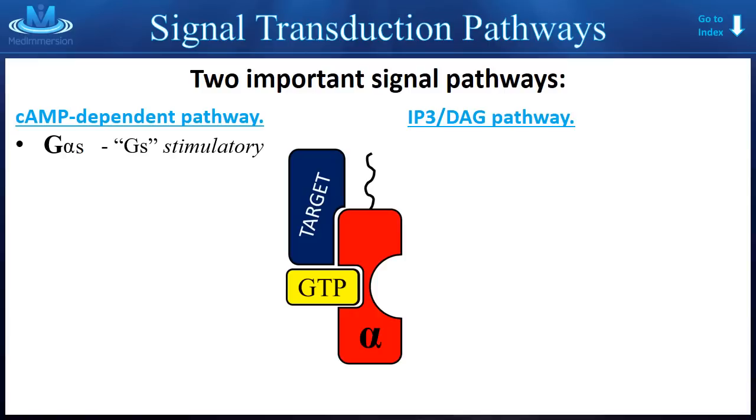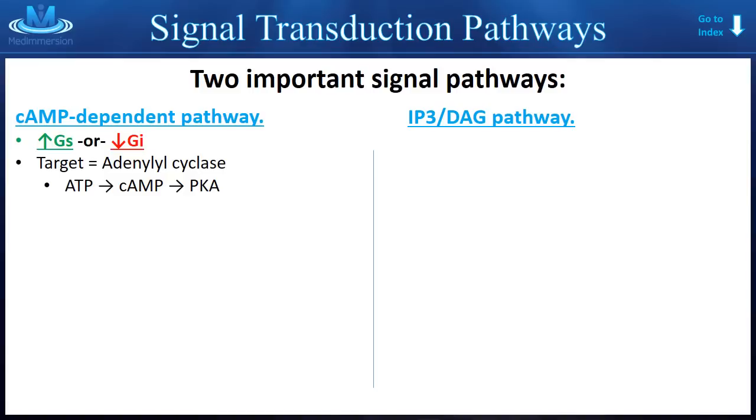The next one on the cyclic AMP-dependent pathway is the G-alpha sub I, and we just call that GI most of the time. That particular G protein is inhibitory to this pathway. It decreases the activity. On the other side, with IP3-DAG, the G-alpha protein we're using there is G-alpha sub Q, or just GQ. Let's get into a little bit more detail on both of the pathways and how they work exactly, starting with the cyclic AMP pathway.